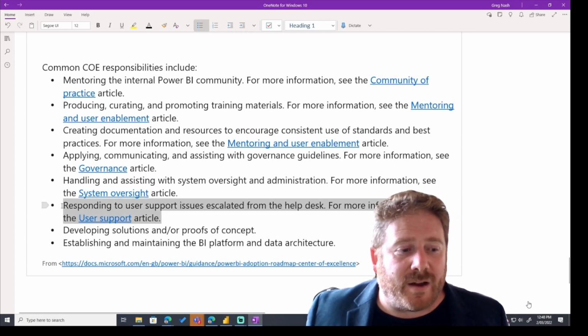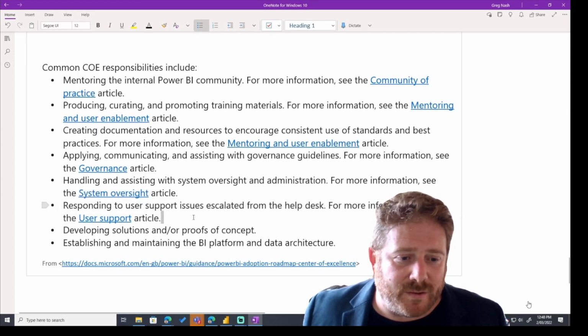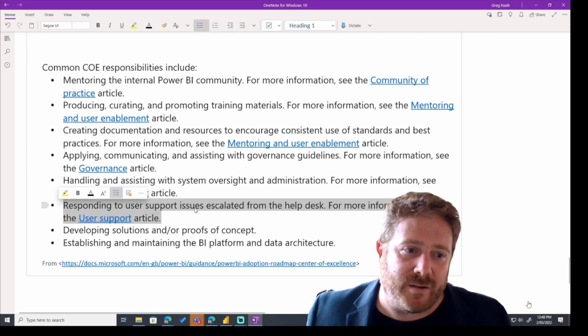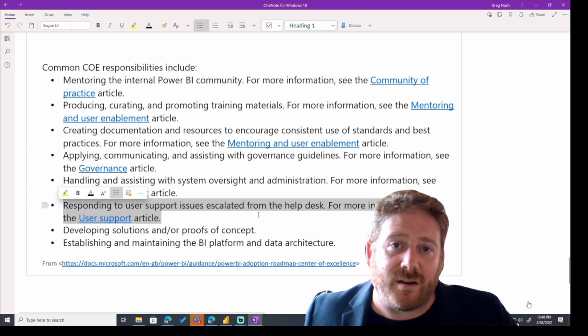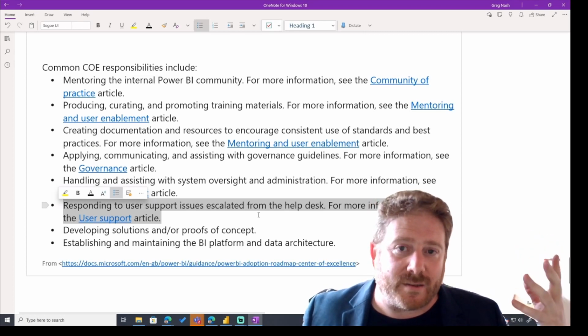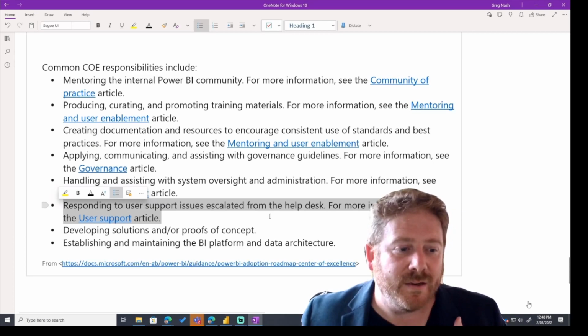They're potentially going to be third level support for user issues escalated from the help desk. So help desk triaging user issues, and then who do we escalate a Power BI thing to? Well, it's going to be someone in your center of excellence to be able to help with that.